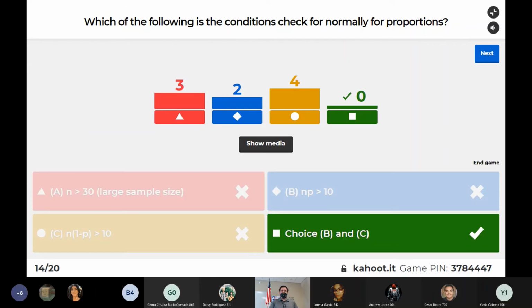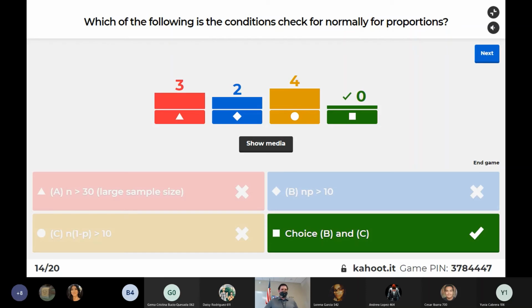All right, and the correct response was choice B and C. If you selected only B or only C, you're only halfway there. Option A is the large sample size needed for checking normality of means. So if we're dealing with means or averages, that's the normality condition.